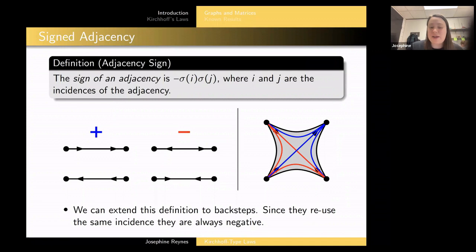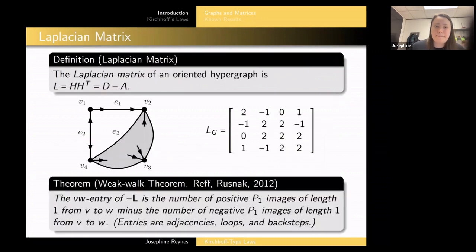And this definition of signing extends nicely to backsteps. Since in a backstep, you're going to reuse the same incidence twice. You could think of it as sigma i squared and then negated, so it's always going to be a negative adjacency. So the Laplacian matrix of an oriented hypergraph is still degree minus adjacency, but with this incidence matrix where you have the sum of the incidences in each place, it is now also a transpose. So we again are preserving that definition.